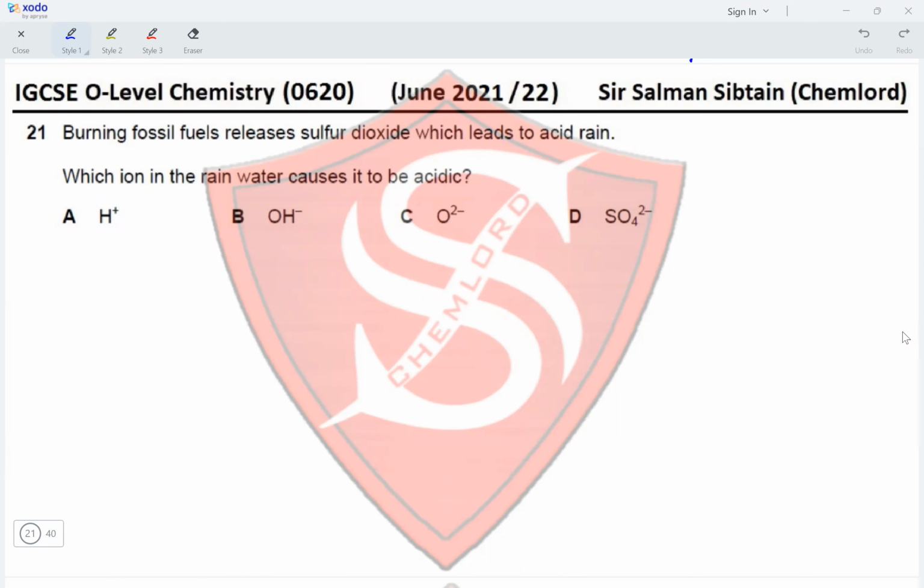So in order for any substance to be an acid, it should donate H positive ions or it should contain H positive ions which can be donated. So even if rainwater is acidic, it must contain H positive ions. So this makes option A the correct option for this question.